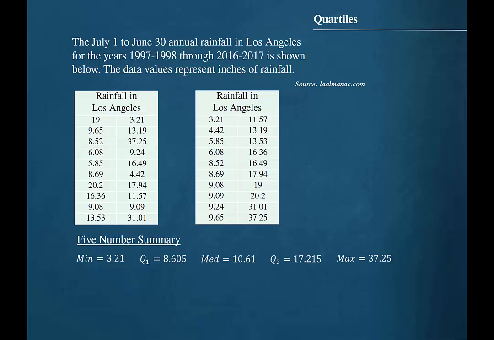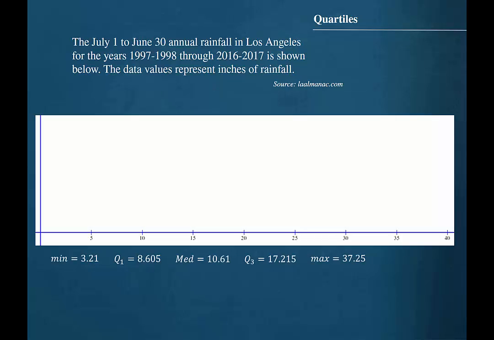The 5-number summary can be used to construct a graph called a box plot. It is important that the box plot is scaled on a horizontal axis. Here is a horizontal axis that is scaled from 0 to 40. This will be a convenient scale since our minimum value is 3.21 and our maximum value is 37.25.